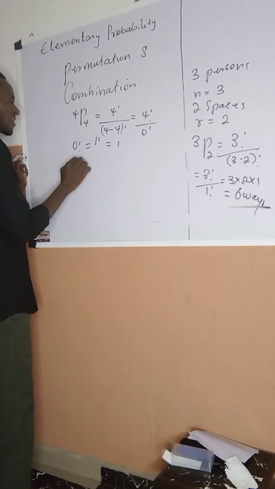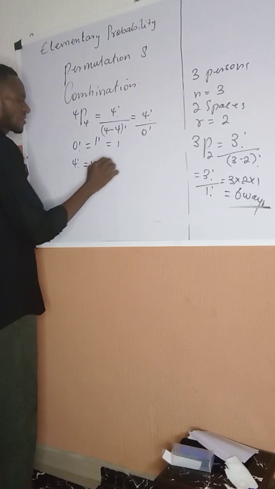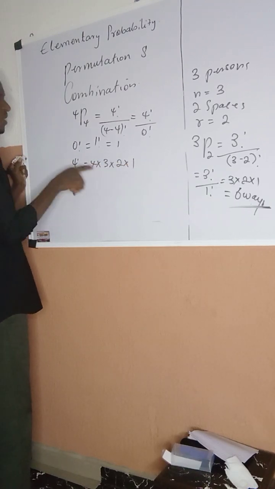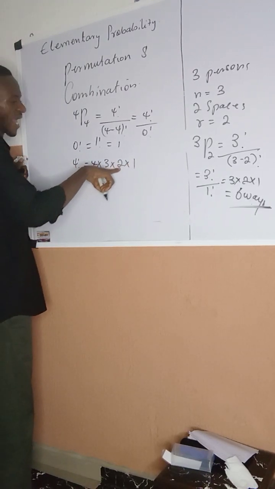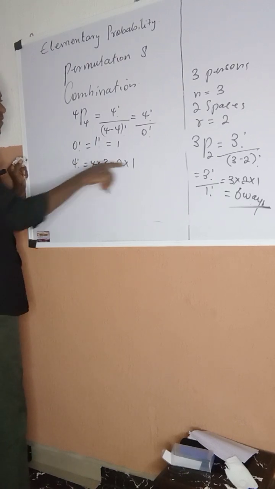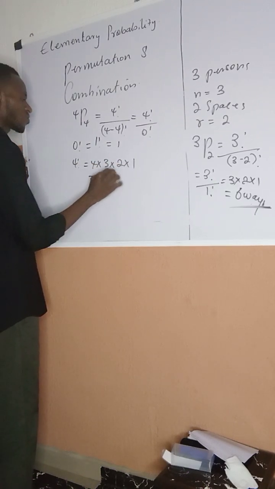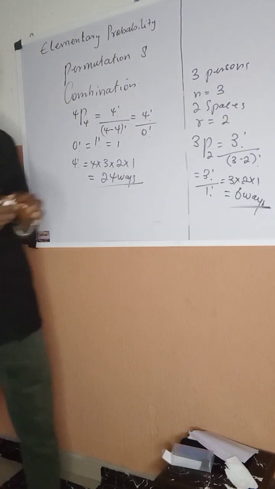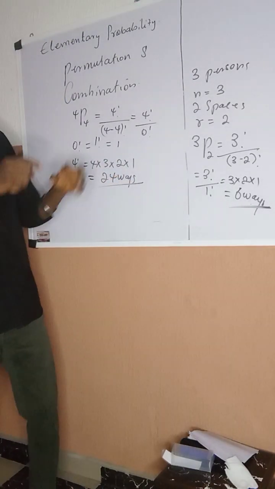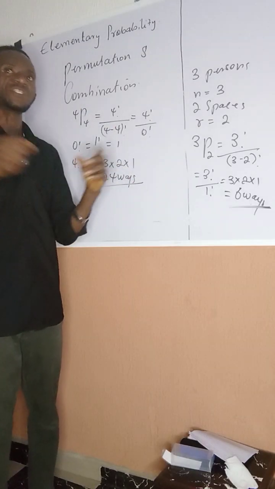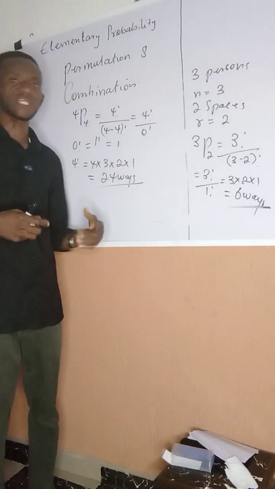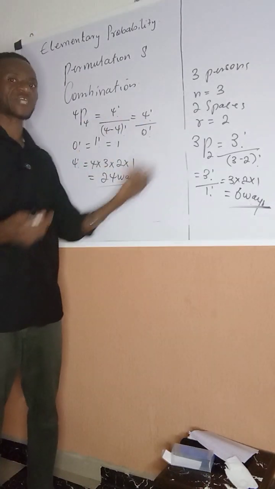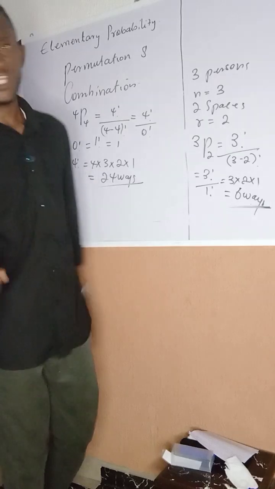And then that 4 factorial equals 4 times 3 times 2 times 1. 4 times 3 is what? 12. Times 2 is 24. Times 1 is 24. So we have 24 ways of arranging. That is a similar question to arranging 4 books on a shelf, taking 4 at a time. That's actually what we call permutation.